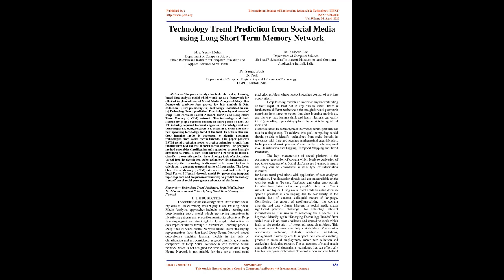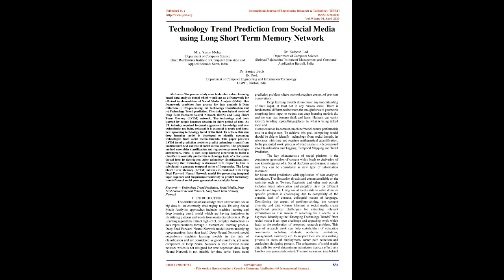The technology and tools learned by people become obsolete in a short period of time. As the IT industry requires frequent upgrades in knowledge and new technologies are being released, it is essential to track and know the new upcoming technology trends of the field. To achieve this aim, a deep learning model is developed to identify upcoming technologies from social media threads. This paper presents an LSTM trend prediction model to predict technology trends from unstructured text content of social media sources.